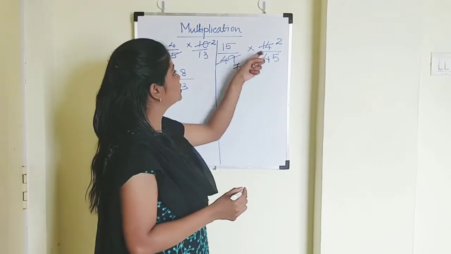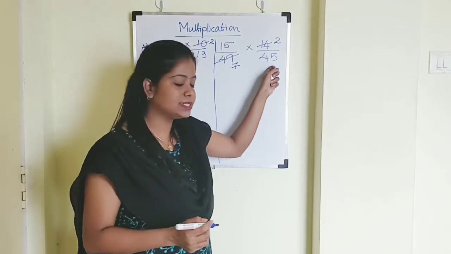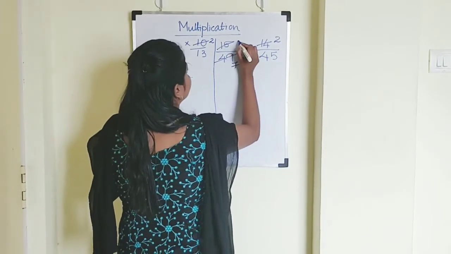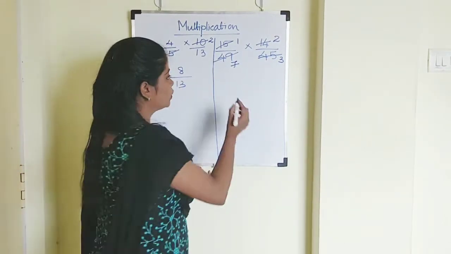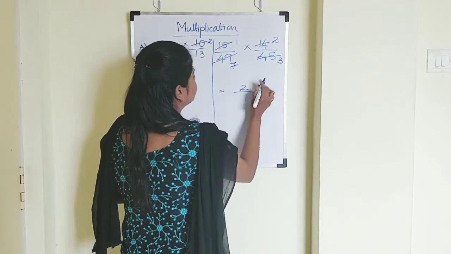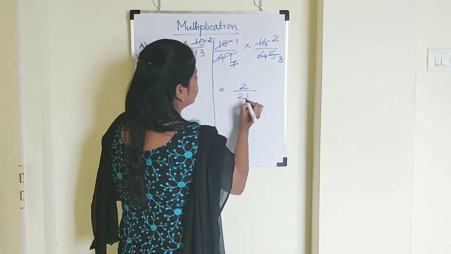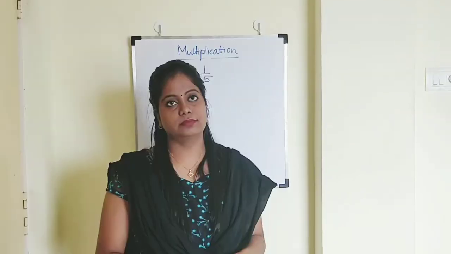Now let me see with this number 15 and 45. So yes, they both go in the same table, that is in 15's table. 15 1s are, 15 3s are. Now I don't have anything left. So what I'm going to do, I'm going to multiply. 1 into 2 is 2. 7 into 3 is 21. So your answer is 2 upon 21.